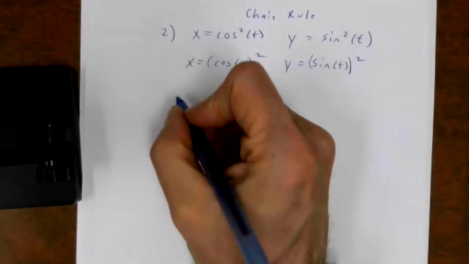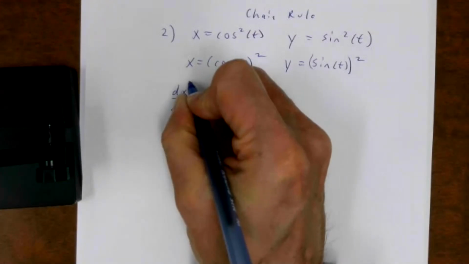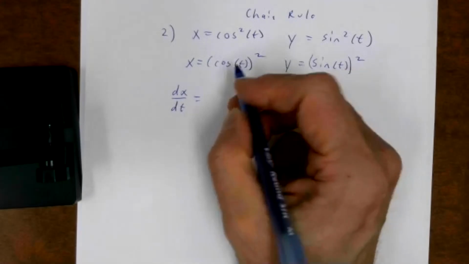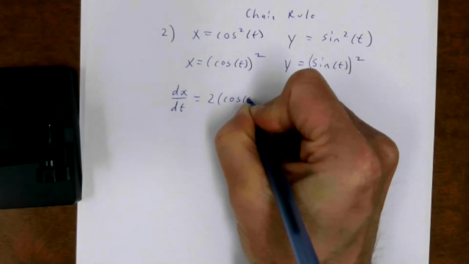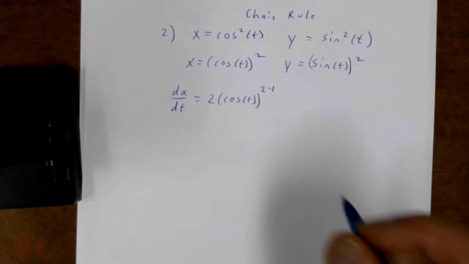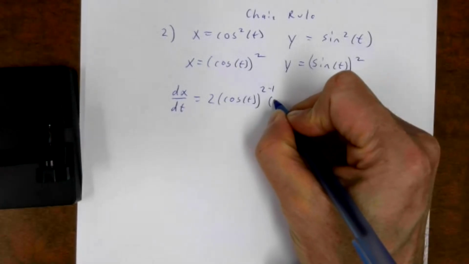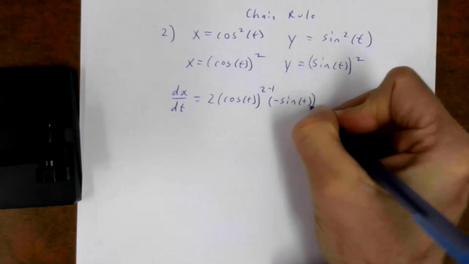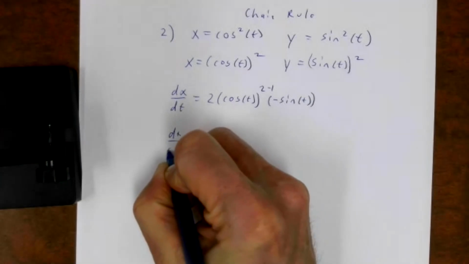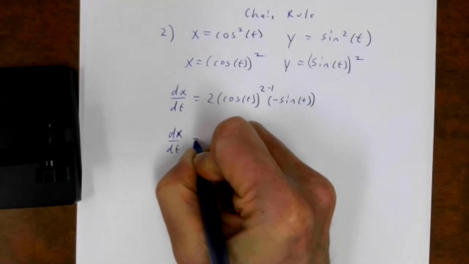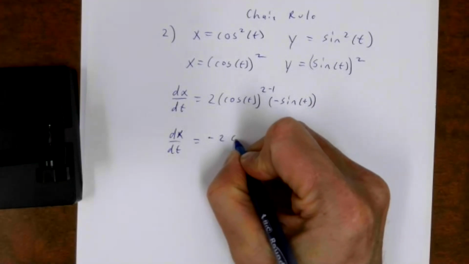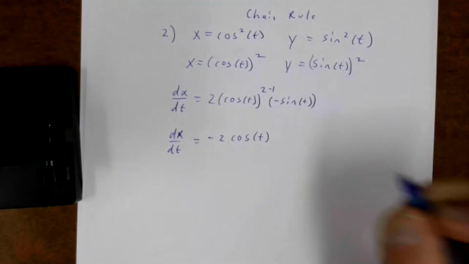So recall how the chain rule works. dx/dt would be, use the power rule on the outside. So it'd be 2 times cosine t to the first power, and then times the derivative of the inside, which in this case is negative sine t, the derivative of cosine t. And if I clean this up, I'll end up getting negative, because I have the negative in front, 2 cosine t, because again, the exponent's 1, sine t.